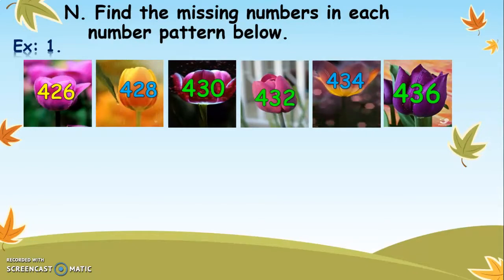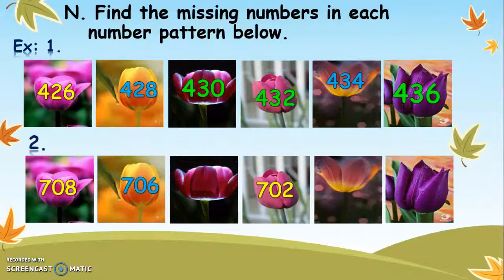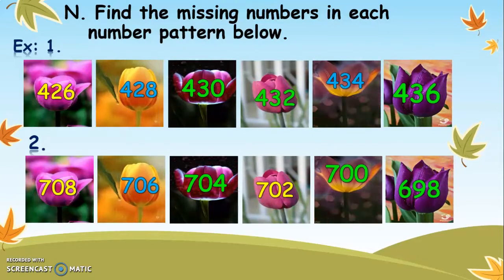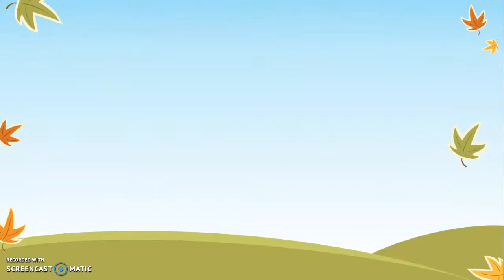Now let's see the answers for number 2. Starting with 708 and then 706. The next number is 704. This is followed by 702, 700, and the last number is 698. This number pattern is showing us decreasing by 2s.